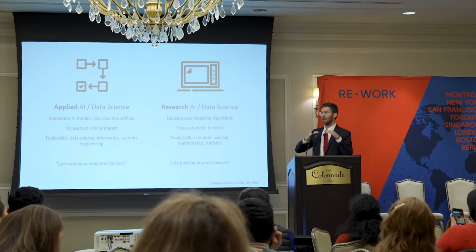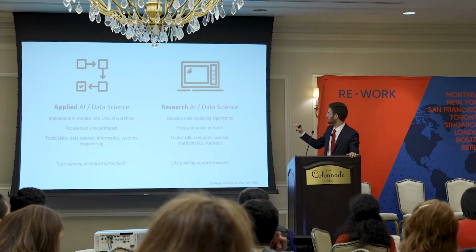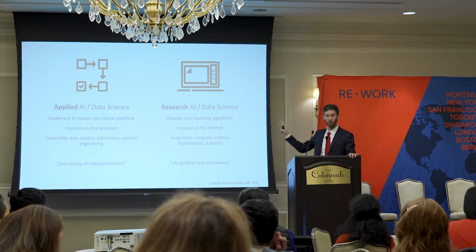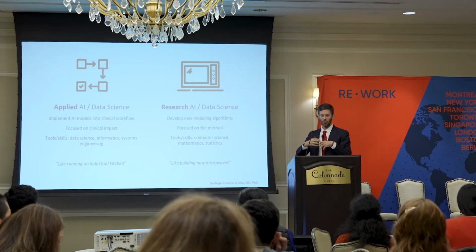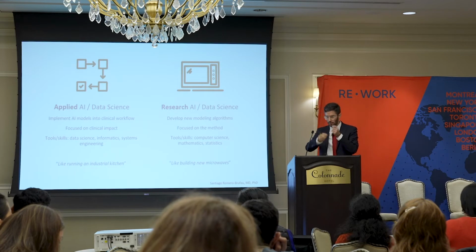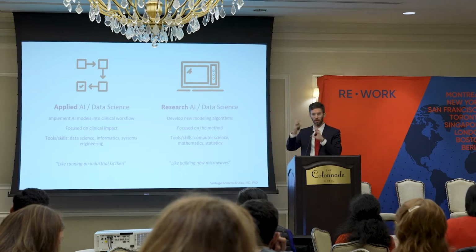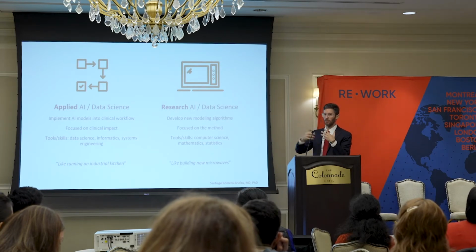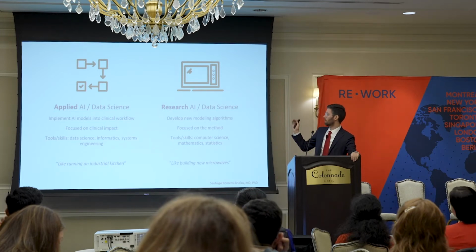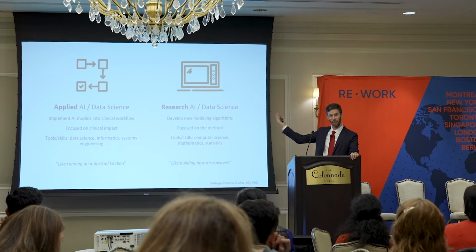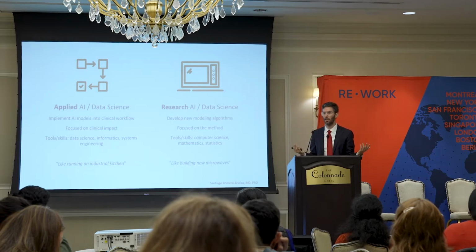She has this analogy where she says, well, research AI and data science, developing new models or algorithms, is like building a microwave, right? And then you need to learn all of the physics of how to build a microwave and how to make it work and all of that. And if you want to improve it, you want to design some improvements for it. But that is very different from actually using the microwave or using the oven in an industrial kitchen, right?